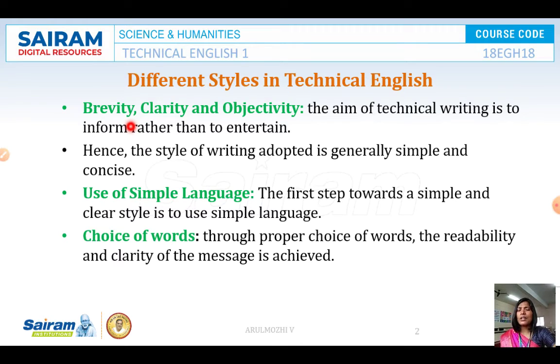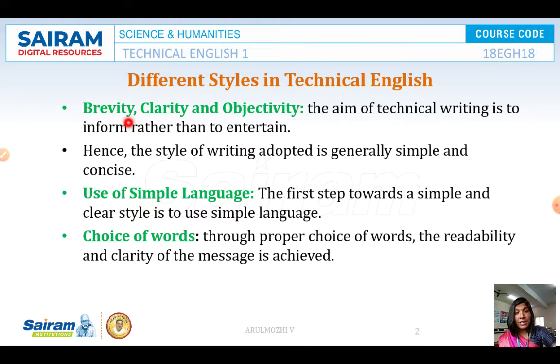Technical writings are used to communicate through research papers, websites, at the back of a product, or in an organization. Everything involves technical English. So in order to have effective technical communication skills, you should have the suitable technical style. What are the technical styles? They are brevity, clarity and objectivity.